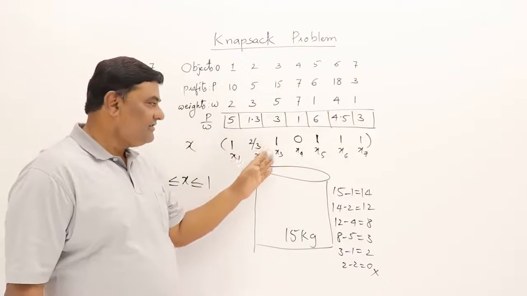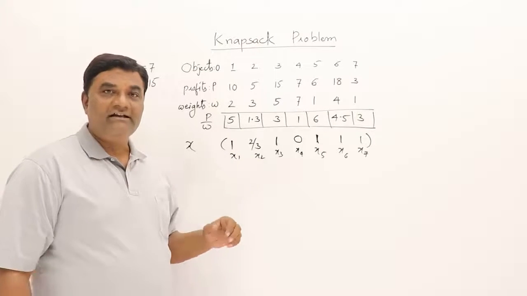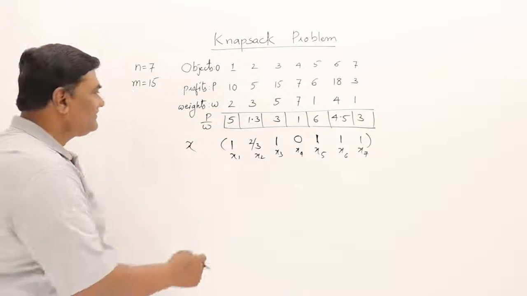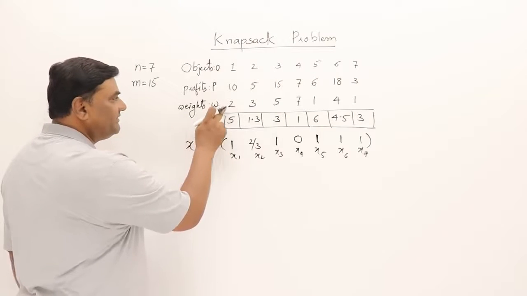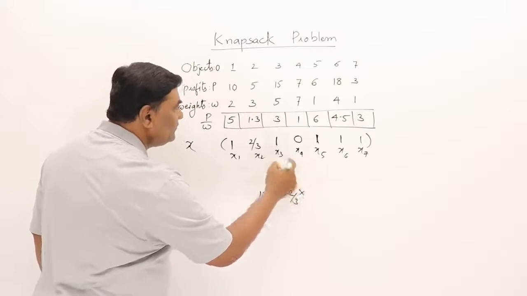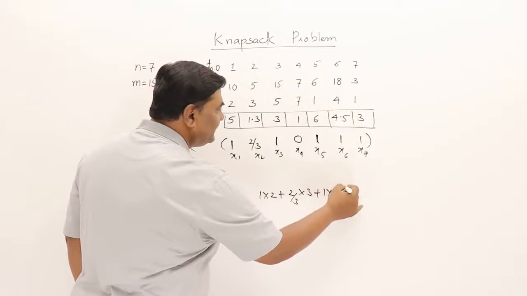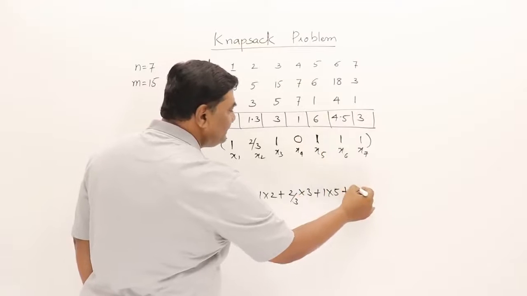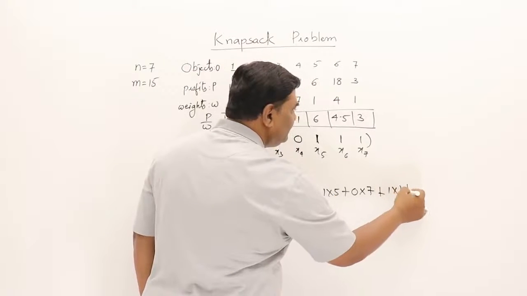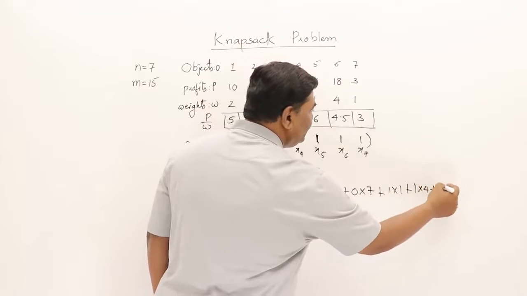I have just written here the values from 0 to 1. Now I will see in total how much profit I get, and I will also verify the weight, whether I am getting 15 kg only or not. Here I write these values: 1 into weight 2 plus 2 by 3 into this weight 3 plus 1 into 5 plus 0 into 7 plus 1 into 1 plus 1 into 4 kg plus 1 into 1 kg.